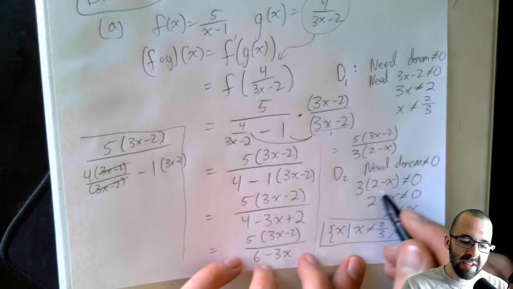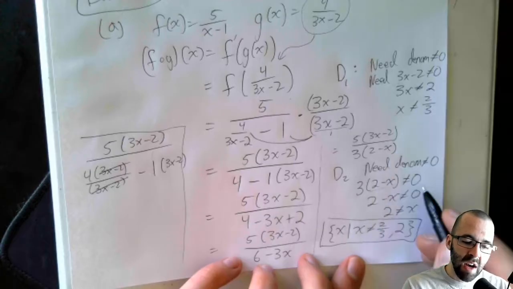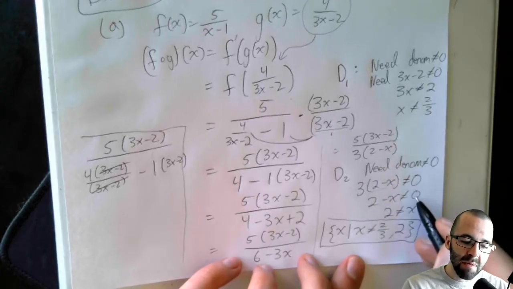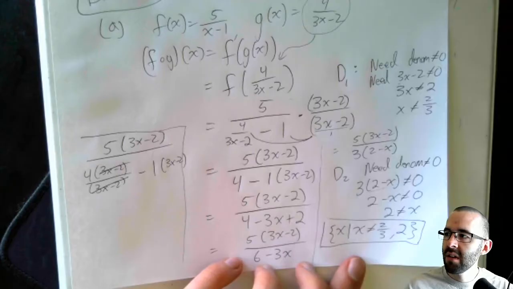We divided both sides by 3. So when you divided this side by 3, it goes away. When we divide this by 3, 0 divided by 3 is still 0. Good.